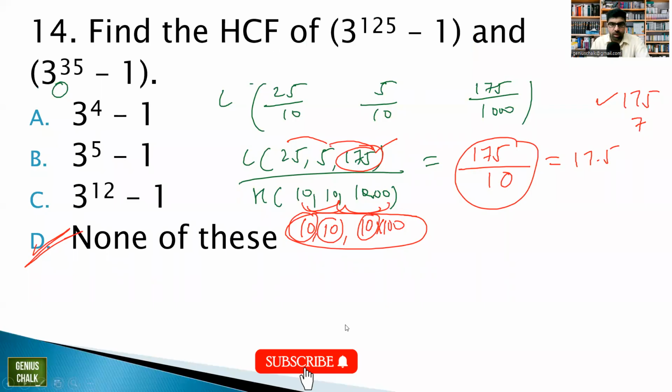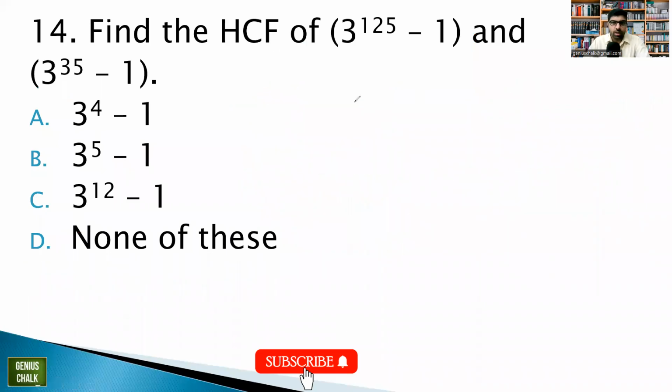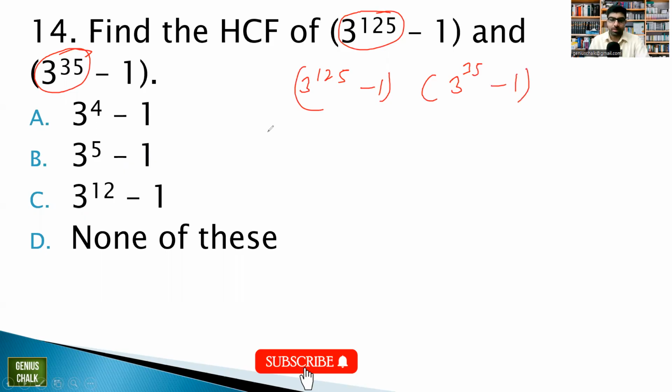Okay. Let's come to the next question, where you are asked about the HCF of these powers, 3 to the power 125 minus 1 and 3 to the power 35 minus 1. So if you just observe 3 to the power 125 minus 1 and 3 to the power 35 minus 1, right? This is the question that we have to find the HCF of.